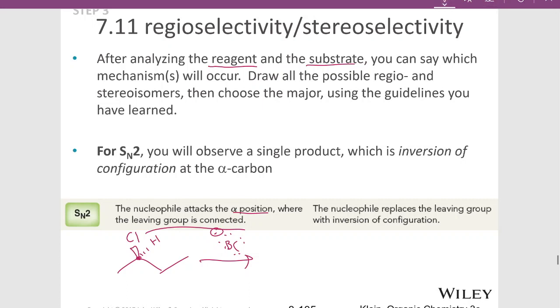The bromine will attack at that alpha carbon, kick out the leaving group, okay, and we get inversion of configuration. So to draw this product, you can keep everything in the same plane, but just invert your wedges and dashes. Now your bromine is going to be on a dash where the chlorine was on a wedge, and your hydrogen is going to be on a wedge where it was on a dash. So you're just inverting the configuration at that carbon.